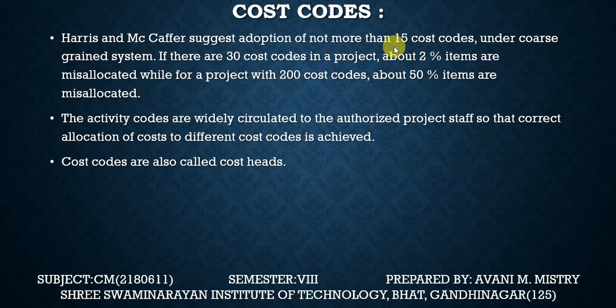Harris and McCaffer suggest adoption of not more than 15 cost codes under the cross-grain system. If there are 30 cost codes in a project, about 2% items are misallocated, while for a project with 200 cost codes, about 50% items are misallocated.